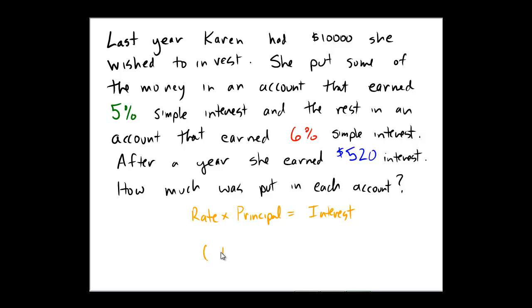I believe in business courses they often write it like the principal first and then the rate. I think they say I equals PR. But for the chart that I'm going to create on the next slide, which organizes the information, we'll use rate times principal equals the interest.